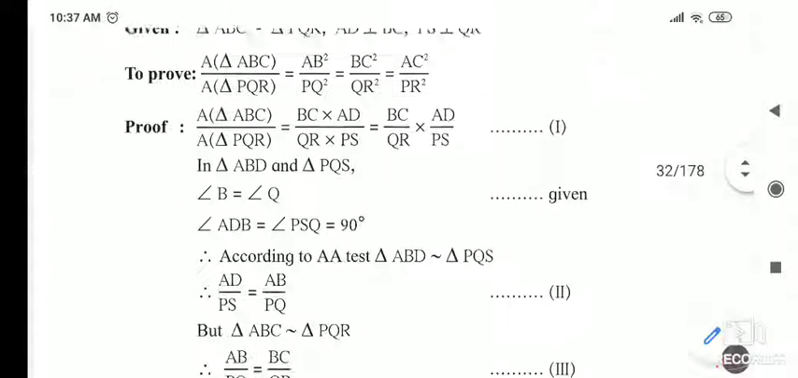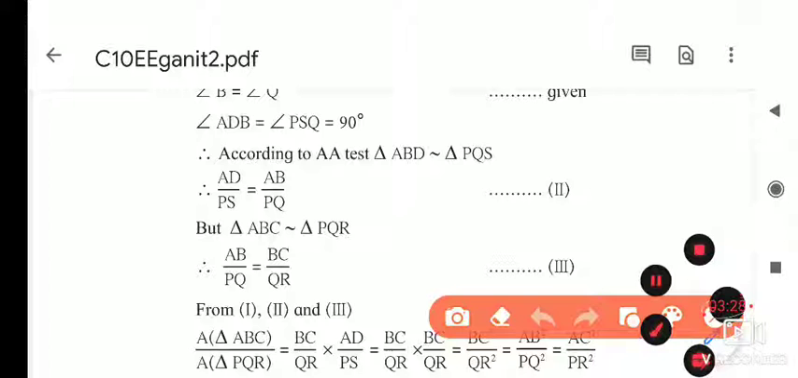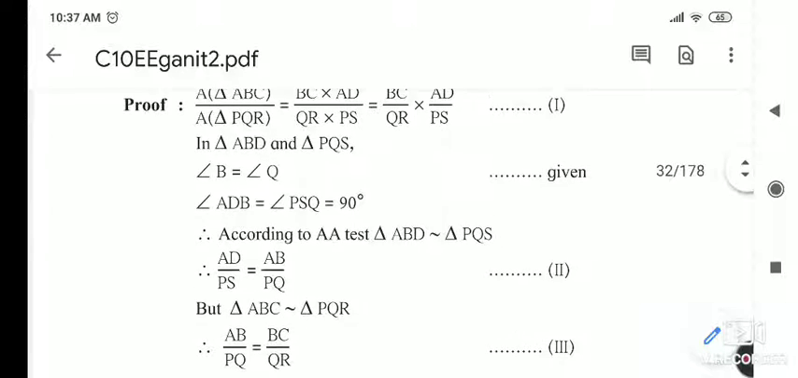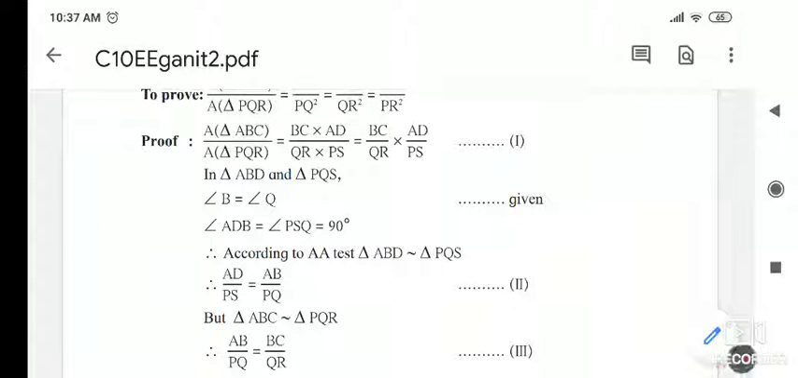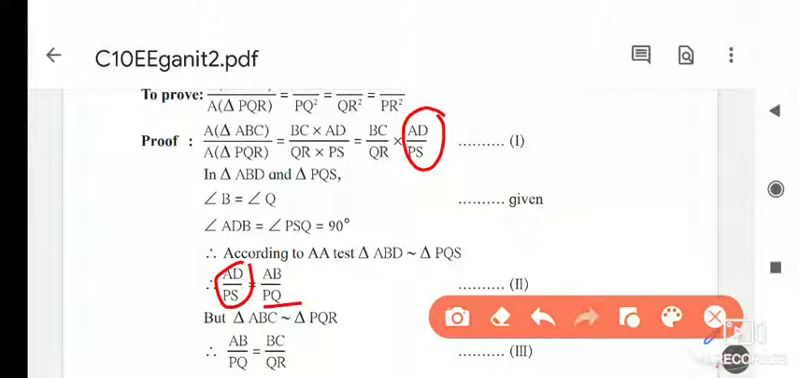Okay. After that, when they are similar to each other, the ratios of their corresponding sides are also equal. So here AD upon PS is equal to AB upon PQ. In the first statement, there is AD upon PS. This AD upon PS we have to replace with AB upon PQ. Here BC upon QR is there, we keep it as it is, and AD upon PS we replace, and for that we have shown here AD upon PS is equal to AB upon PQ.